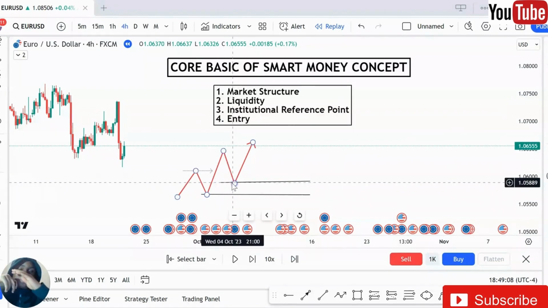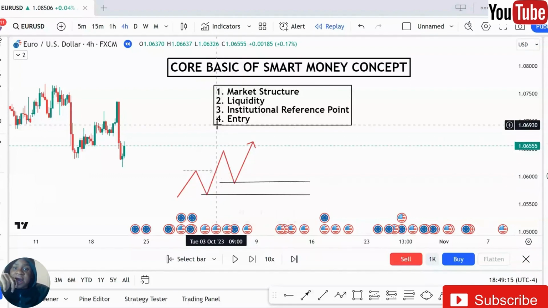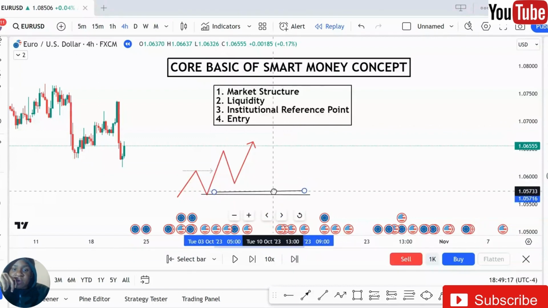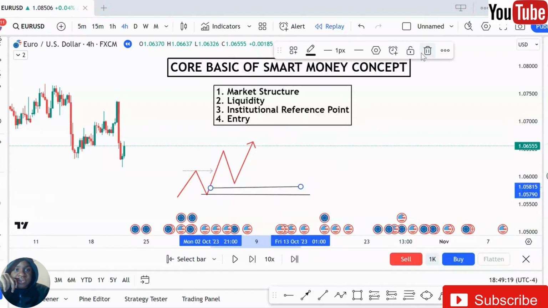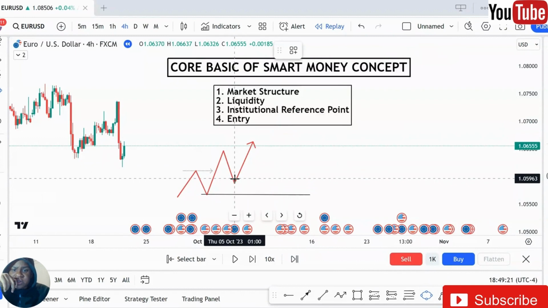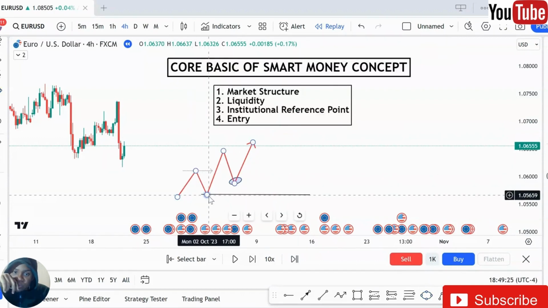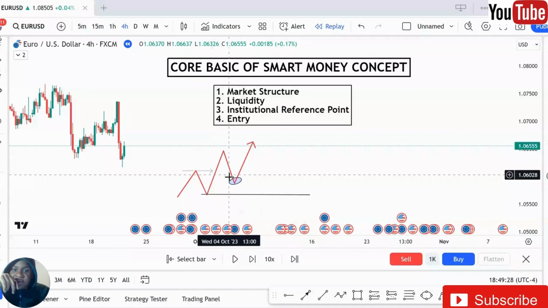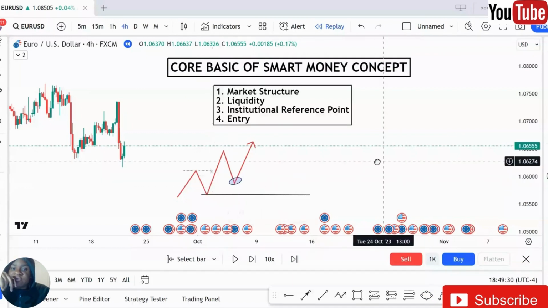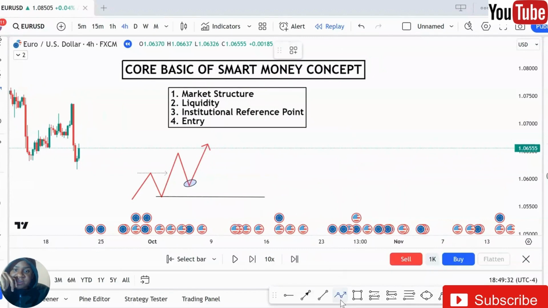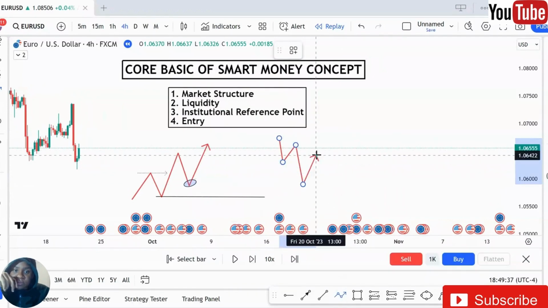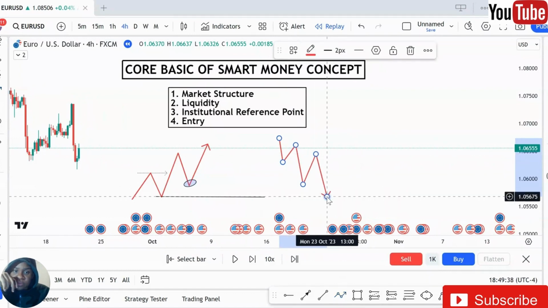It depends on how you want to refine your entry. If you're a swing trader, day trader, scalper, however you want to define your entry, you get your entry. So this is what we call our old lows. Let me delete this one so we can show you in a very clear way. So all these points are old lows. So it's higher high, higher low. This is higher high, higher low for a bullish scenario. For a bearish scenario, we have lower low, lower high, lower low, lower high, lower low.